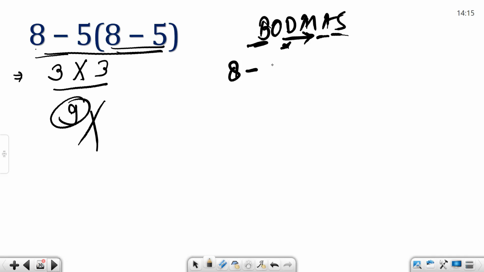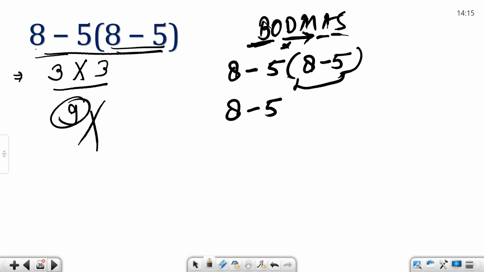Let's write the question again. 8 minus 5. First, according to BODMAS, we'll solve the brackets. So here we write 8 minus 5, remove the brackets, multiplication, 8 minus 5 is 3. Now we'll solve it further.